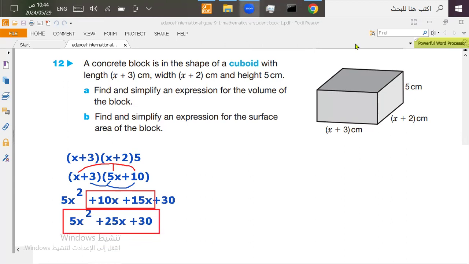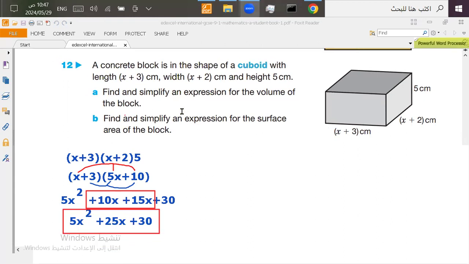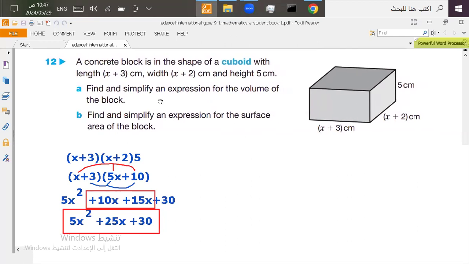Now let's continue the questions. This is the expression for the volume of the block. Now, find and simplify an expression for the surface area of the block. The surface area means we're going to take each two, multiply them by each other, and then multiply them by 2. And then at the end, we're going to add them all together. So we have this times 2, this times this times 2, this times this times 2, and all of them will be added together.